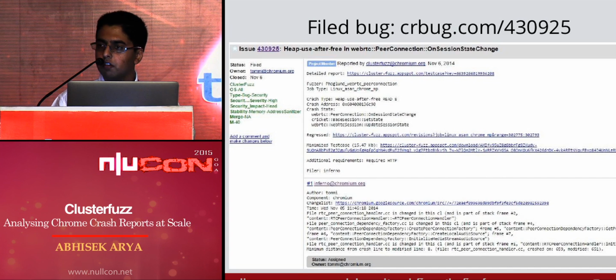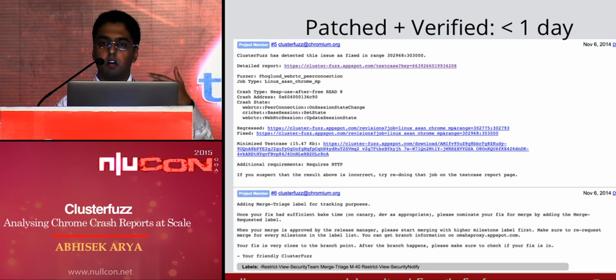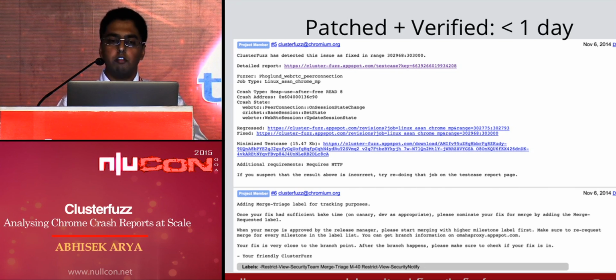So this is an old bug, which is now fixed. As you can see, this was filed on the 6th of November. We had the culprit CL information. So it was pretty easy. I was a security sheriff that week with my cap on. I assigned it to the owner, and the guy just fixed it in a day. And then Clusterfuzz did the automatic verification for this too. There is also a sheriff bot which tries to see which releases it impacts, and so it adds the merge labels and stuff too. So everything is mostly automatic, other than just assigning the owner, which we plan to automate pretty soon.